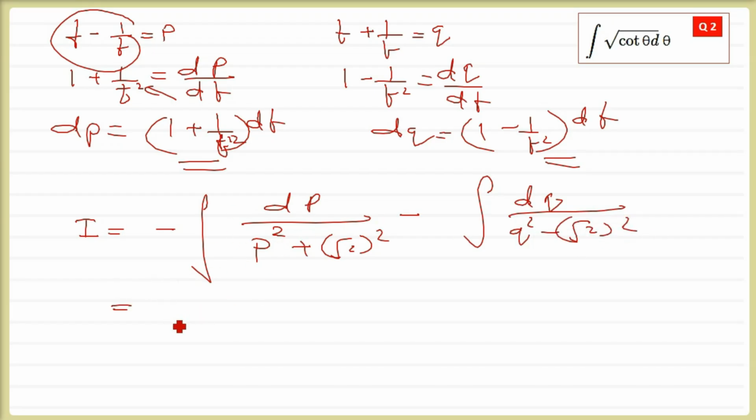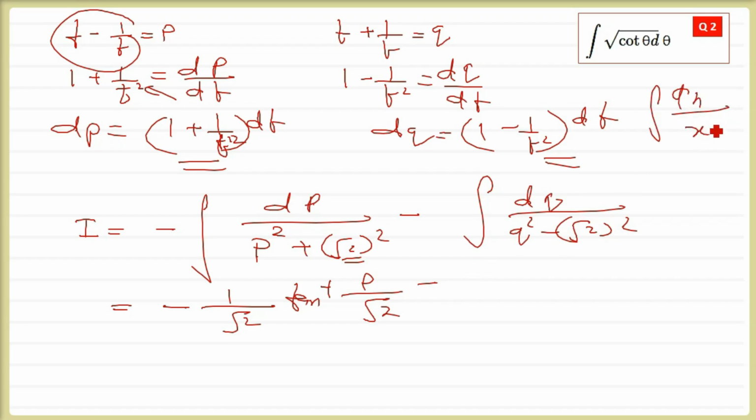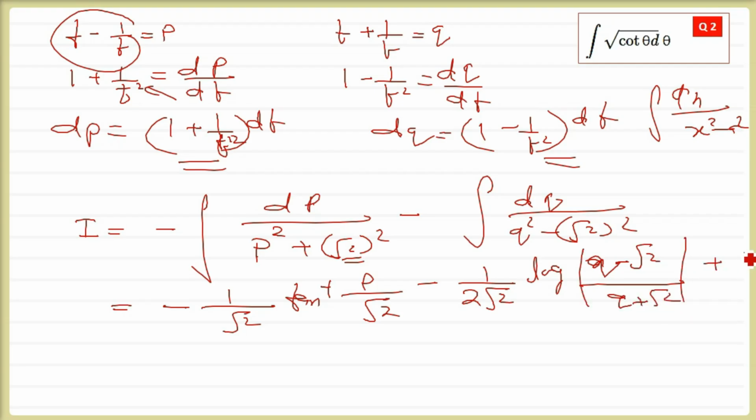So this will come as what? Basically it's the dx by x square plus a square formula. So 1 by a tan inverse x by a, 1 by root 2 tan inverse p by root 2. Now coming to the second term, integration of dx divided by x square minus a square will be 1 by 2a log of modulus x minus a by x plus a. So 1 by 2 root 2, a is root 2, log, x is q here. So q minus root 2 and q plus root 2 inside the modulus plus a constant of integration.